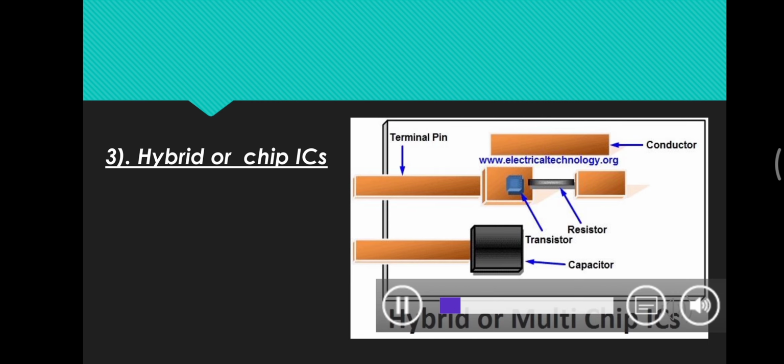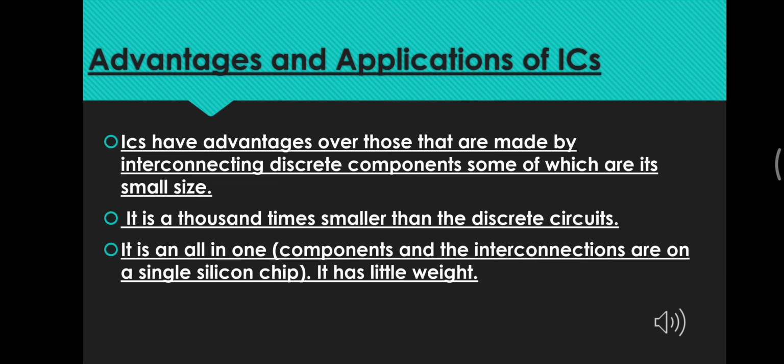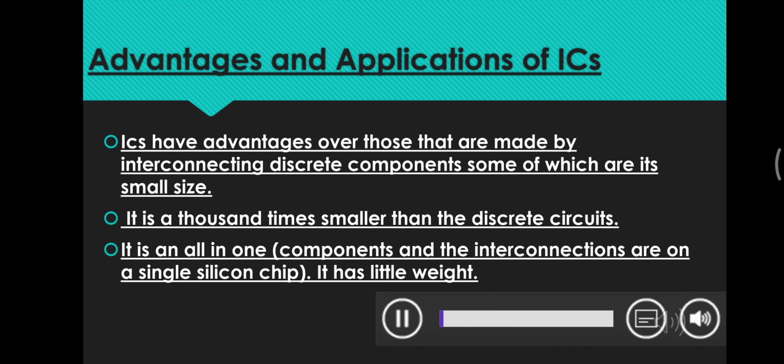Here we can see a hybrid or multi-chip IC picture. Advantages and applications of ICs. ICs have advantages over circuits that are made by interconnecting discrete components.